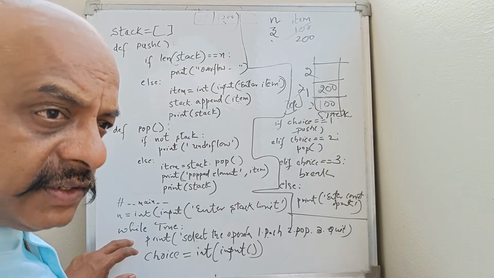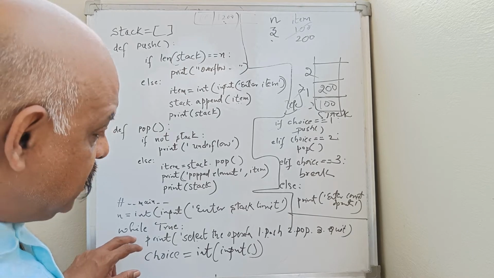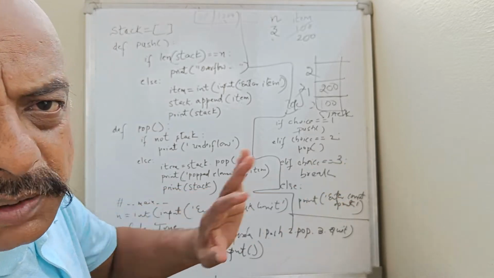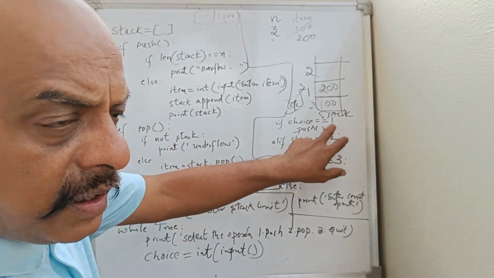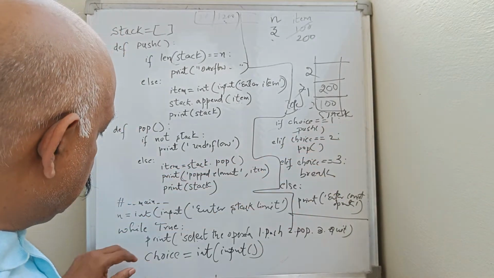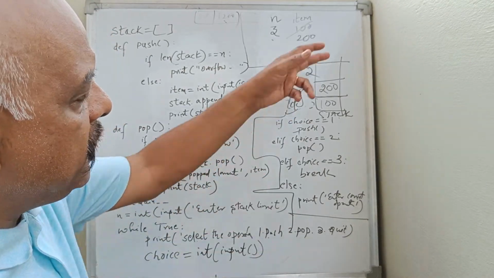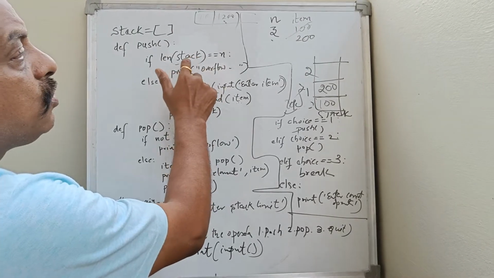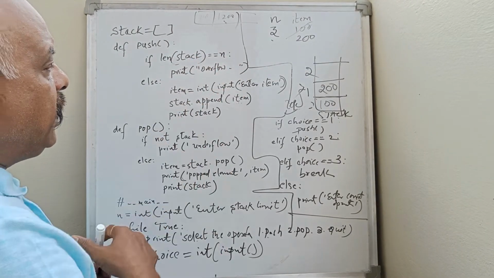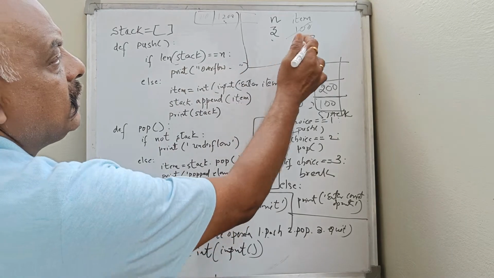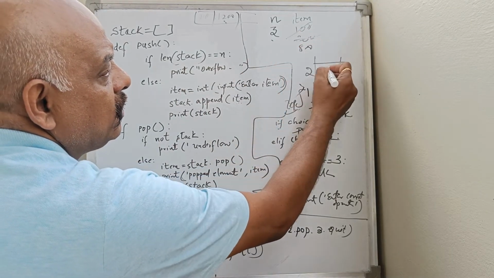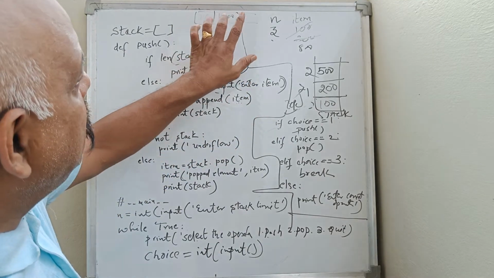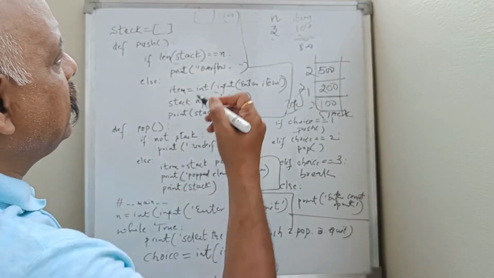While True, it continuously executes all the statements within the loop body as long as you type 1 or 2. Once you type 3, you come out of it. So still you are at 1. Again it comes here, prints select operation. Again space is there. You type 1. Push. The length of the stack is 2 now. 2 is equal to 3 is false. Item, for example, I will take 500. Item is 500. So this goes to the stack. Is it not? Print stack means 100, 200, 500 will come.